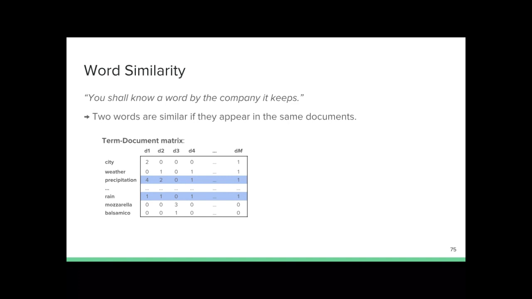So if you have a document about rain, it might also mention precipitation. If you have a document about mozzarella, it might also mention cheese. And so words that appear together in similar documents might have similar meanings. So these vectors are actually already better representations of meaning in vector space than the one-hot vector that we mentioned before. But these vectors are still relatively sparse.